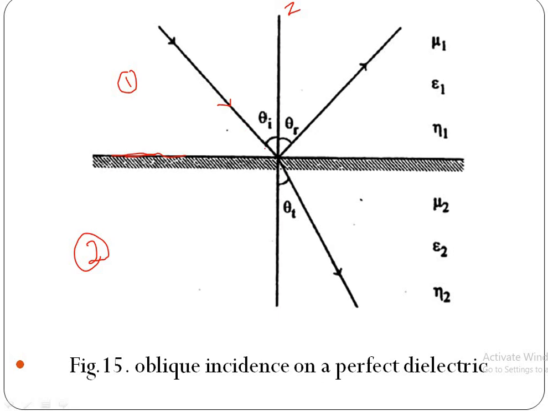When a wave is incident on a perfect dielectric, a part of it is transmitted into the second medium and a part of it is reflected into the same medium. But in this case, this transmitted wave undergoes refraction. That means it changes its direction when compared to the incident wave. This is the angle of incidence theta I. This is the angle of reflection theta r. This is the angle of transmitted or refracted wave theta t.